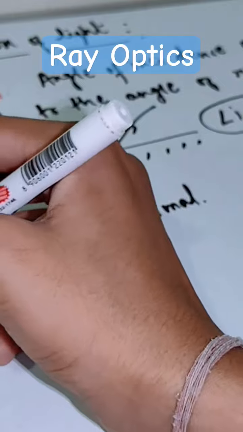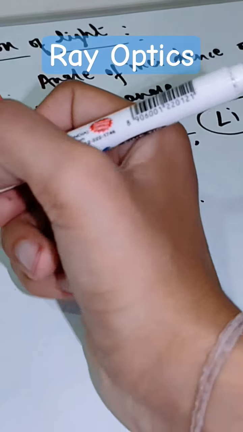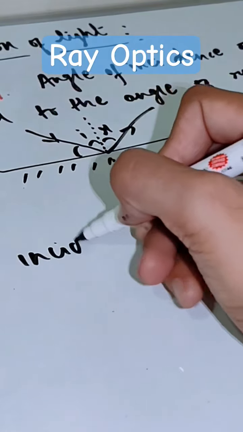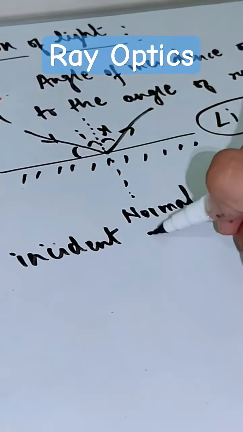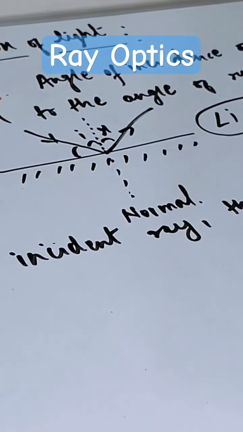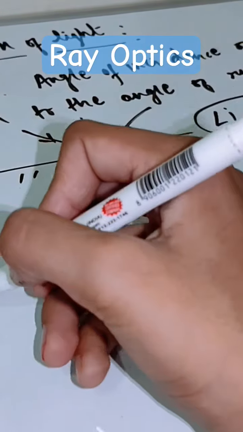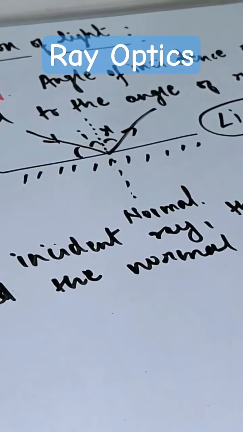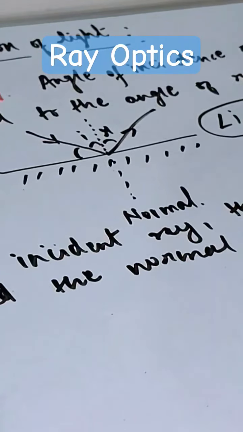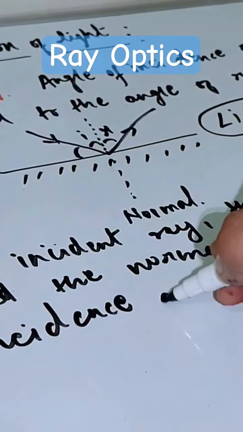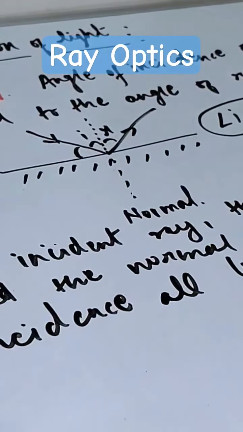Now, the second law of reflection states that the incident ray, the reflected ray, and the normal at the point of incidence all lie on the same plane.